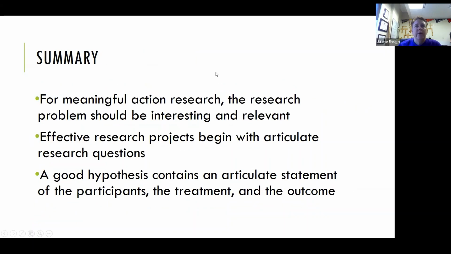So in summary, the research problem should be interesting and relevant. I'm telling you, make it something that's of interest to you or that's going to help you later on when you get out into your formal teaching environments. It will be so much better. And then we want to make sure we begin our project with an articulate research question. If you have one that has the P, the X, and the Y, it's going to make it so much easier when you go to your analysis and form up what your results are.